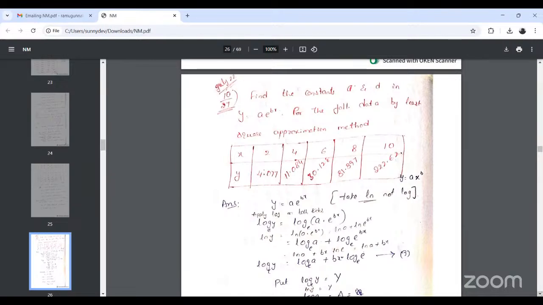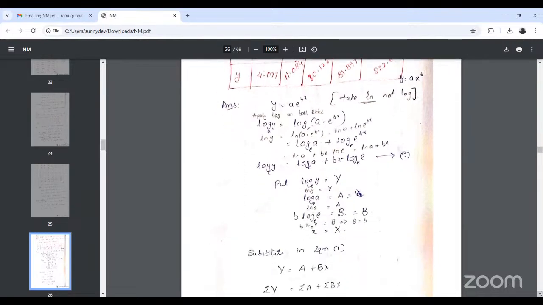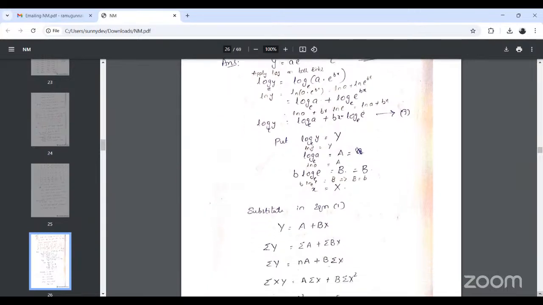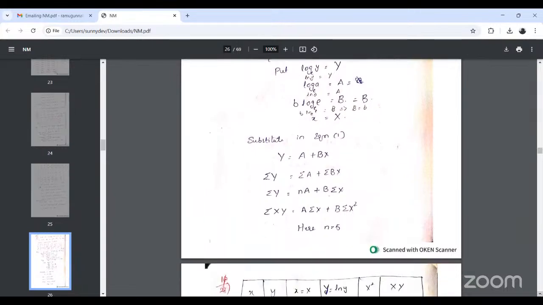So put log y, small y, equal to capital Y. And ln a equal to capital A and ln b equal to capital B. Then small x equal to capital X. So just we are changing, that is in that first degree equation, Y equal to A plus BX.